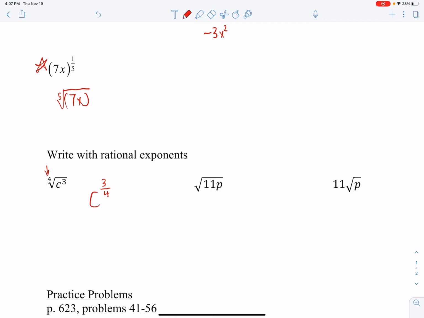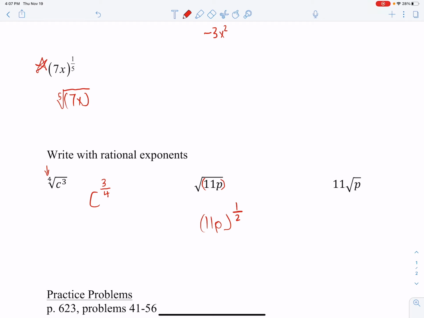The next one, there's 11p under the root. Sometimes, just to make it easier on myself, I'll go ahead and put parentheses around it under the root. That's a good visual reminder for me that I'm going to have the entire 11p raised to a fraction. And as we said earlier, a square root is the same thing as the 1/2 exponent. So here we would have 11p in parentheses raised to the 1/2.